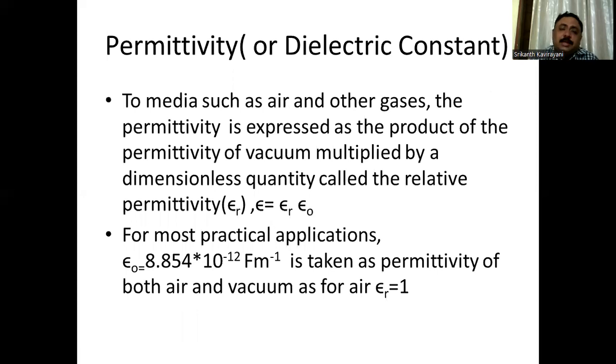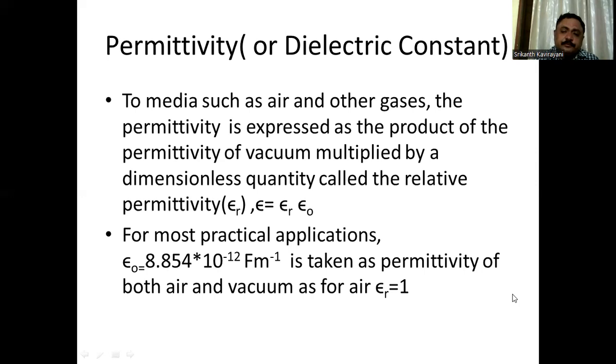If we are considering a medium such as air or other gases, the permittivity is expressed as the product of the permittivity of vacuum multiplied by a dimensionless quantity called the relative permittivity epsilon r, given by the expression epsilon equal to epsilon r epsilon naught. For most practical applications, we consider epsilon naught to be 8.854 into 10 power minus 12 farad meter inverse. It's taken as the permittivity of both air and vacuum, as for air, epsilon r equal to 1.